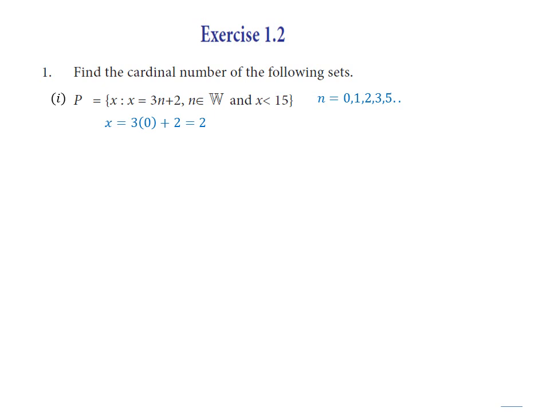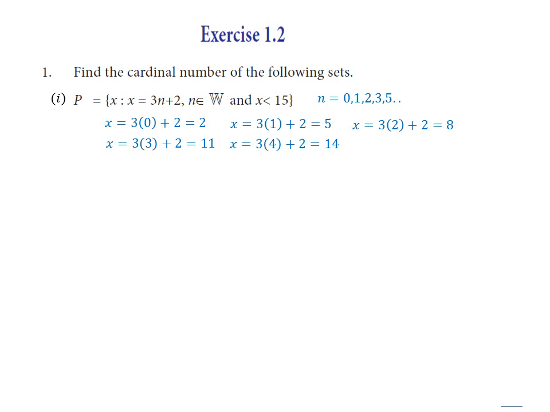First, substituting 0 for n, x is equal to 3 into 0. Wherever n is there, you replace values for n. So 3 into 0 plus 2. 3 zeros are 0, plus 2 is equal to 2. Same way, we will get the values. x is equal to 5, x is equal to 8, x is equal to 11. We are substituting 4 for n, 3 4s are 12 plus 2 is equal to 14.